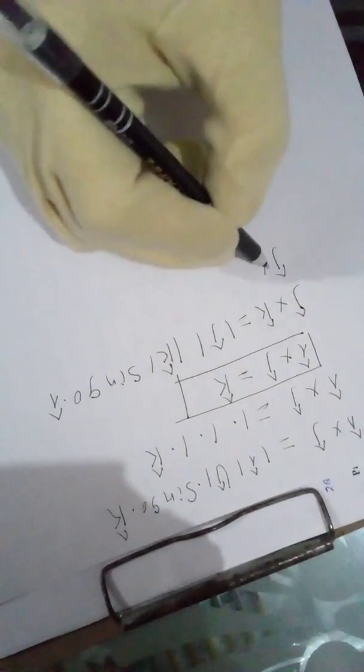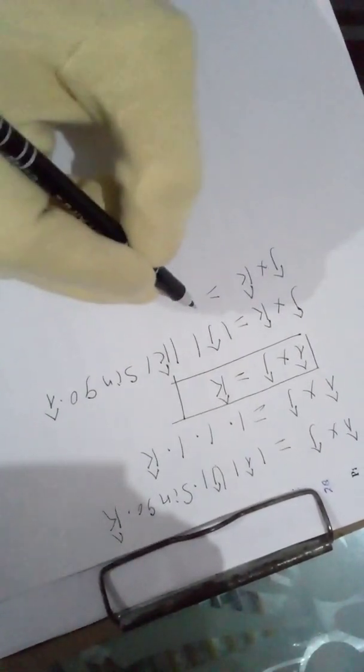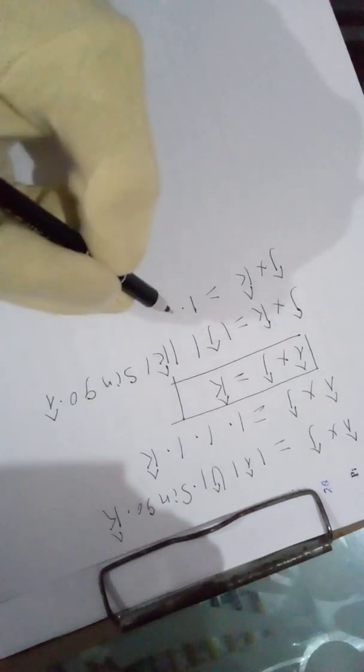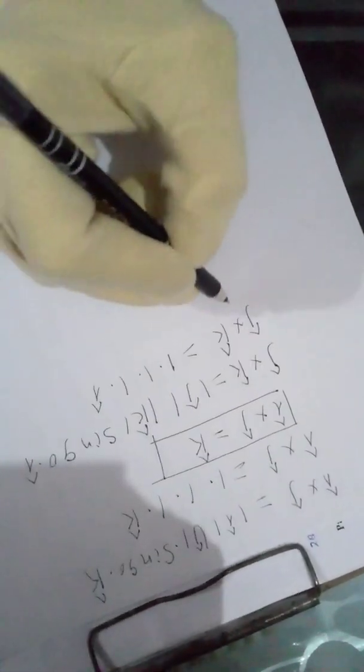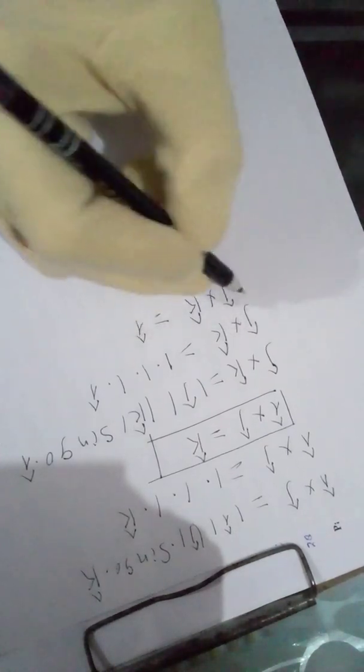So j cross k is magnitude of j, which is 1, magnitude of k, which is 1, sin 90 is 1, and this is i cap. So j cross k is equal to i cap. This is your j cross k.